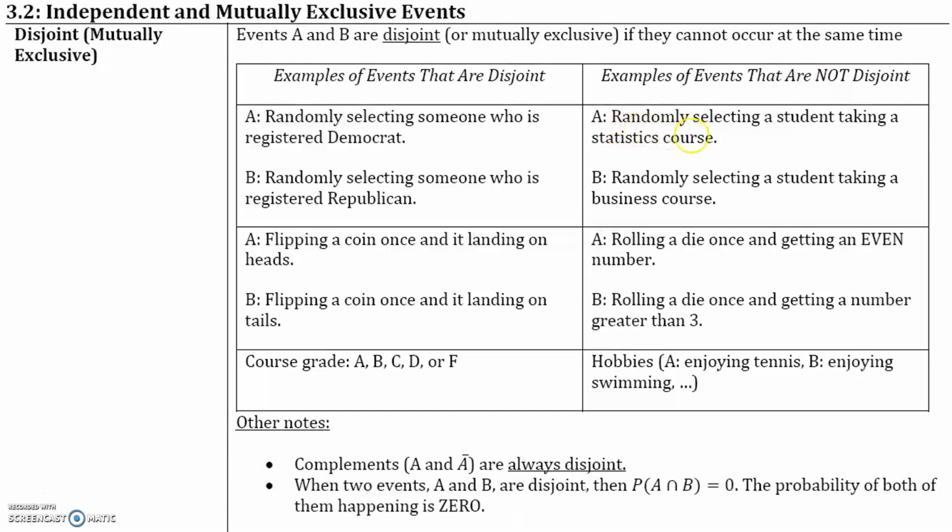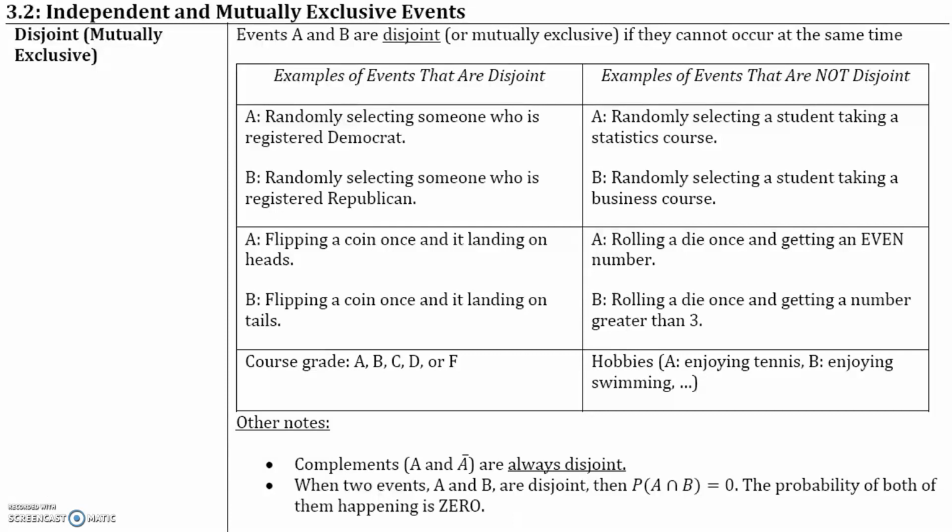A, randomly selecting a student who's taken a stats course, and B, randomly selecting a student who's taken a business course. These are not disjoint because they can occur at the same time. The student we select could be taking a stats course and could also be taking a business course. So once again, events that are not disjoint are events that can occur at the same time.